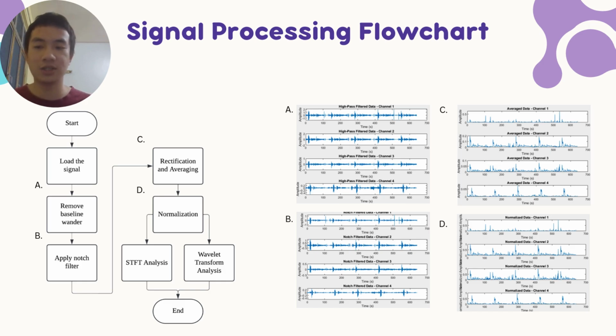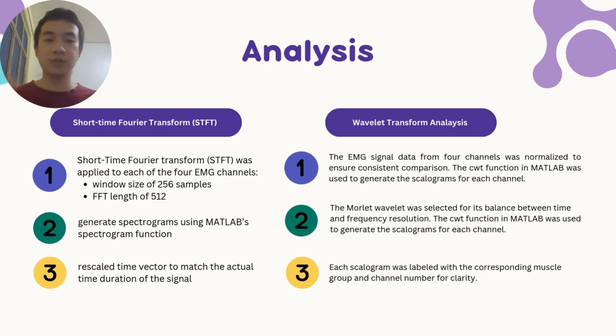Next is the separate analysis. After we process the raw signals, it will separate into different analysis methods. One is STFT analysis, which is the short time Fourier transform. Another is wavelet transform analysis. We try to do analysis with these two methods. The first one is the short time Fourier transform (STFT), and the other one is wavelet transform analysis. So the steps are as below.